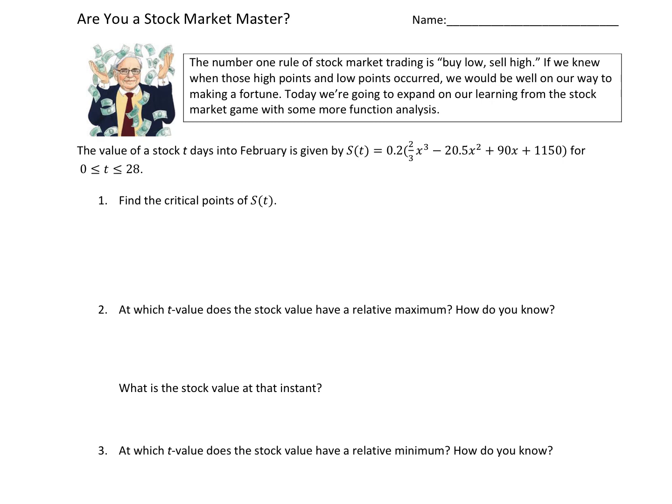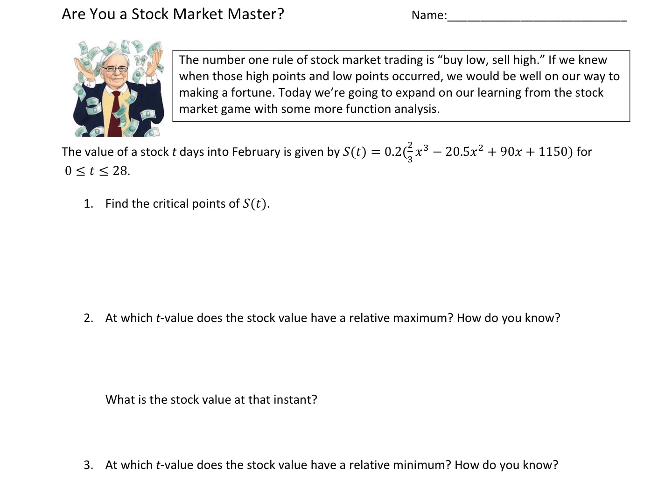So again, still kind of the same idea. The stock market fluctuates. Number one rule of stock marketing is buy low, sell high, right? If you knew when those high points and low points occurred, we could be well on our way to making a fortune. We're going to look at some functions and figure out some critical points so that we can see what those values would be at certain days in this example.